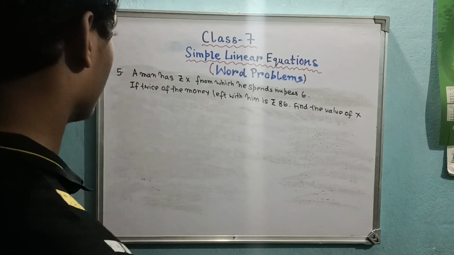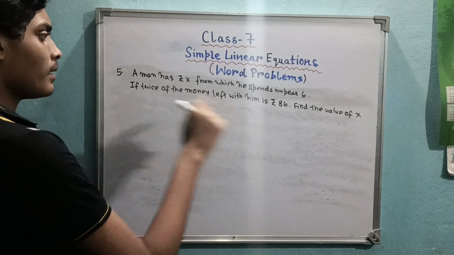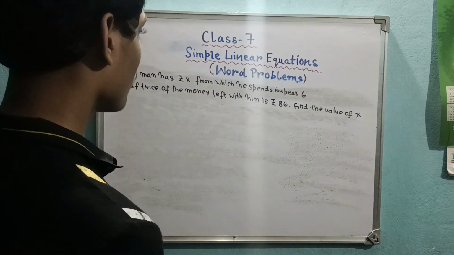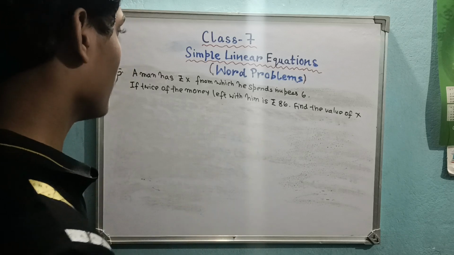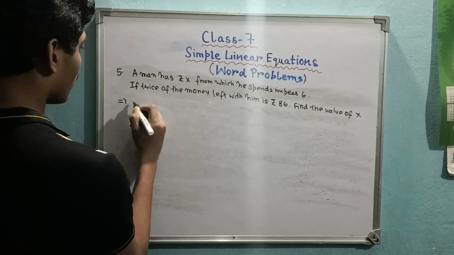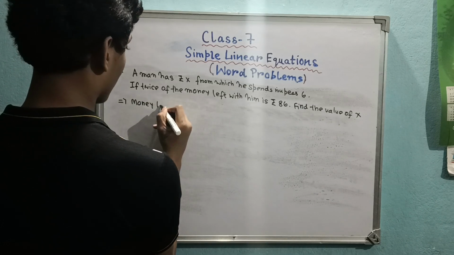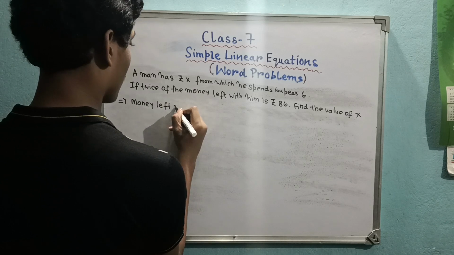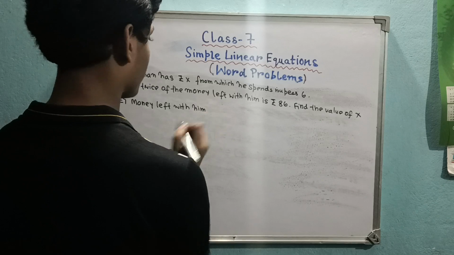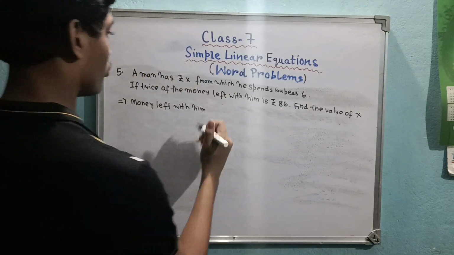Alright guys, so let's see. What is given here? Twice of the money left with him is rupees 86. So what is the money left with him? Rupees 86 divided by 2. Now we can write this as the money left with him. What will it be? Rupees 86 divided by 2.